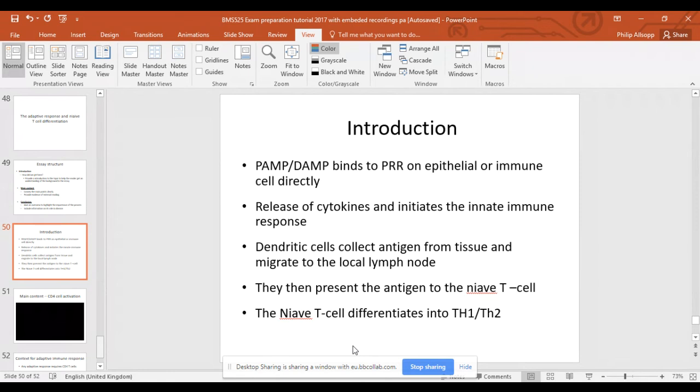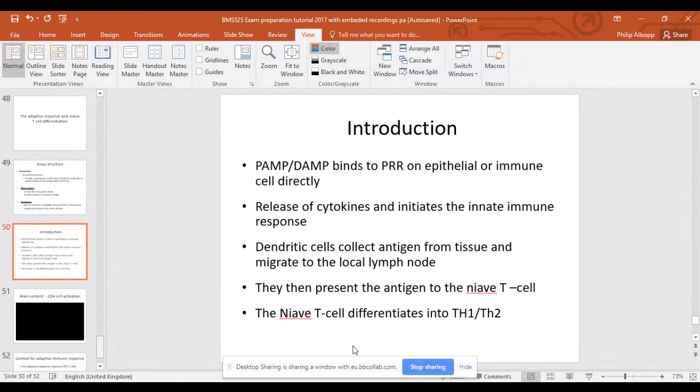It kick-started by the fact that dendritic cells collected antigen from the site of infection and migrated towards its local lymph node. When it migrated towards its local lymph node, it directly went to the paracortex of the local lymph node, where it presented antigen to the naive T cell.